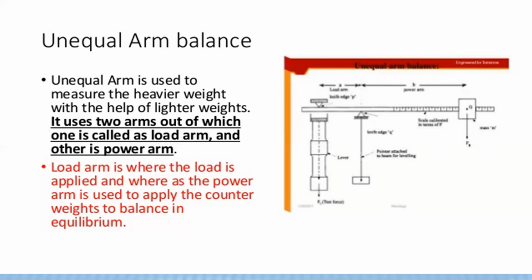It uses two arms: one is called the load arm and the other the power arm. The load arm is where the load is applied, whereas the power arm is used to apply the counterweights to balance it in equilibrium. Where the load is applied, that is the load arm, and where the power is applied, that is the power arm.